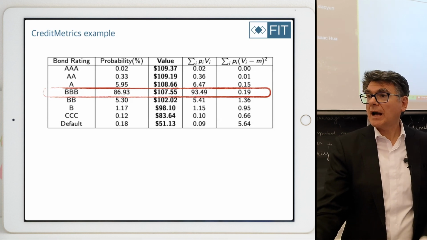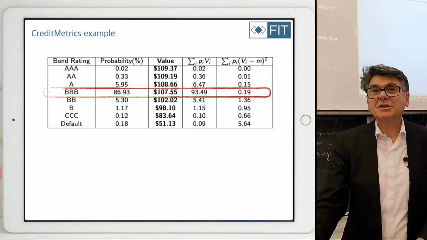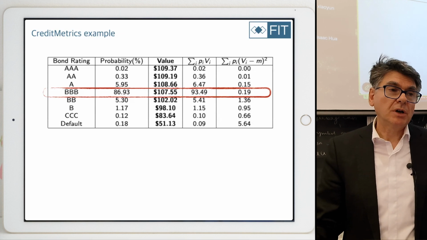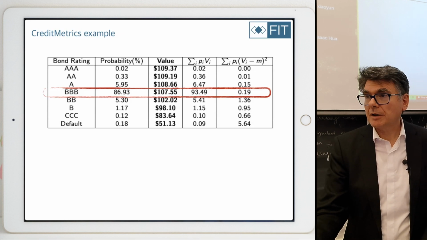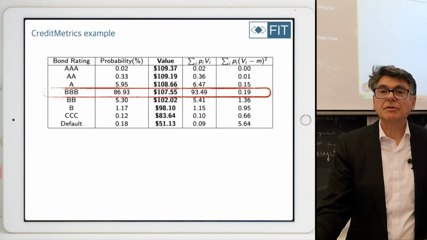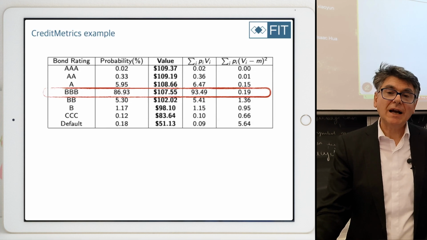That comes from an upgrade in the credit quality of my counterparty. We're more interested in the losses. And the losses is what happens when it gets downgraded. And I have here the examples for you of the values of this bond when it's downgraded. And then you can do statistics. You can do the mean, you can do the standard deviation. But I'm going to be interested in neither of them.